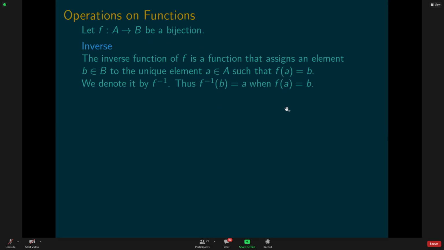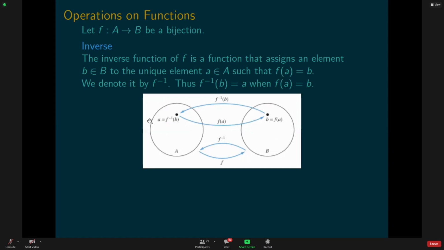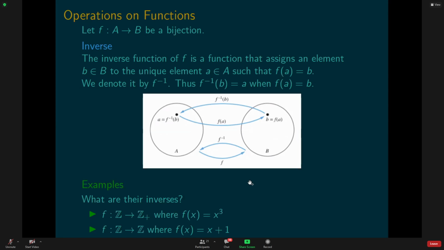If we have a bijection, so if we have a one-to-one function, then we also have the inverse, which takes elements from the other side and brings them back to their pre-image, right? We go back. And if we compose f with f inverse, then we get the identity.